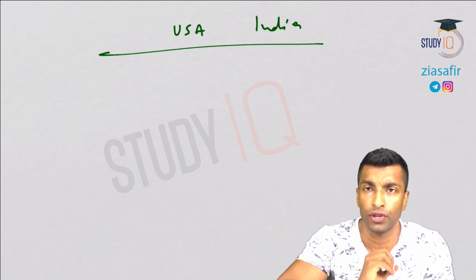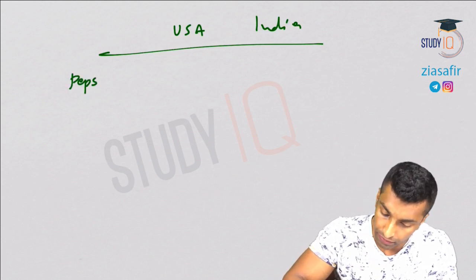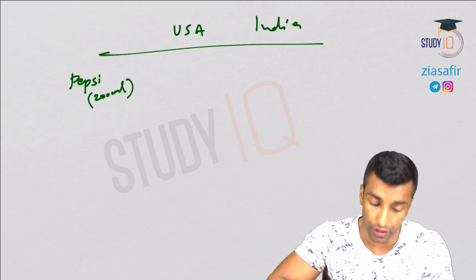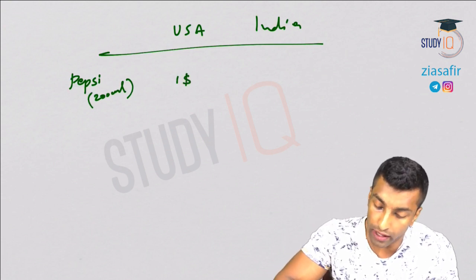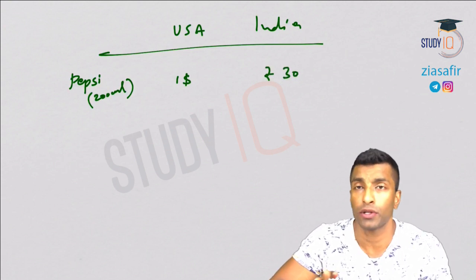In US, in terms of dollar is what we are going to see. We'll take the standard items. So Pepsi, let's say 200 ml. The same, that small can is what I'm talking about. So let's say this is $1 in US, and in India it is rupee 30. Let's suppose this is rupee 30.